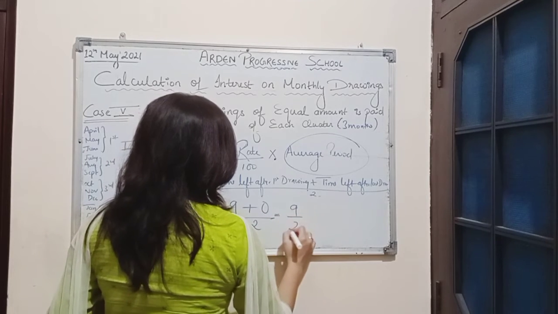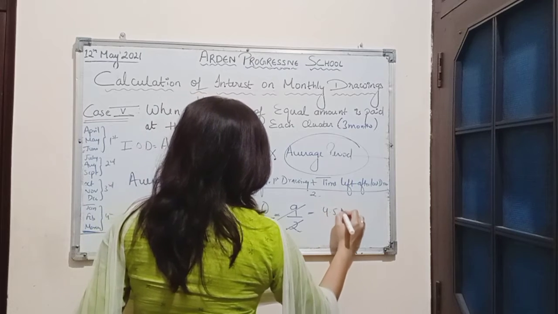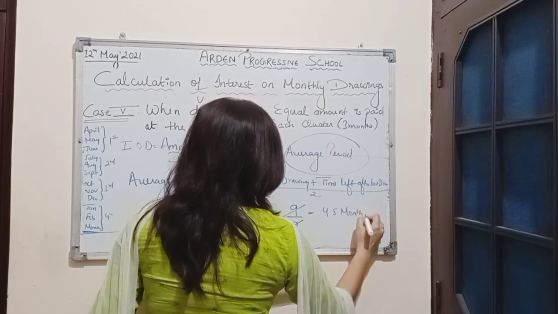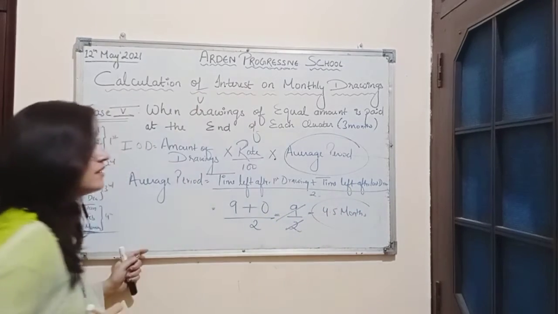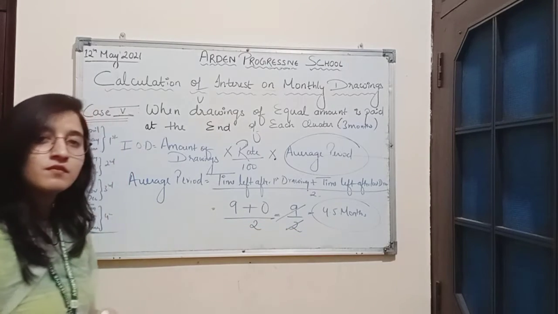So we will get 9 divided by 2, we can write it as 4.5. So average period in this case will be calculated for 4.5 months.